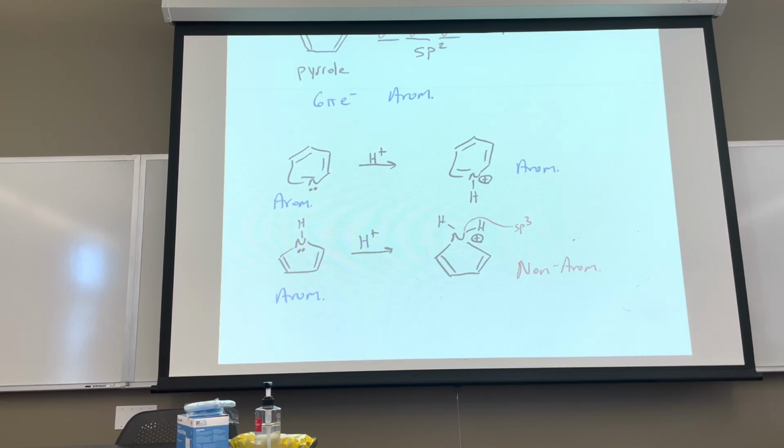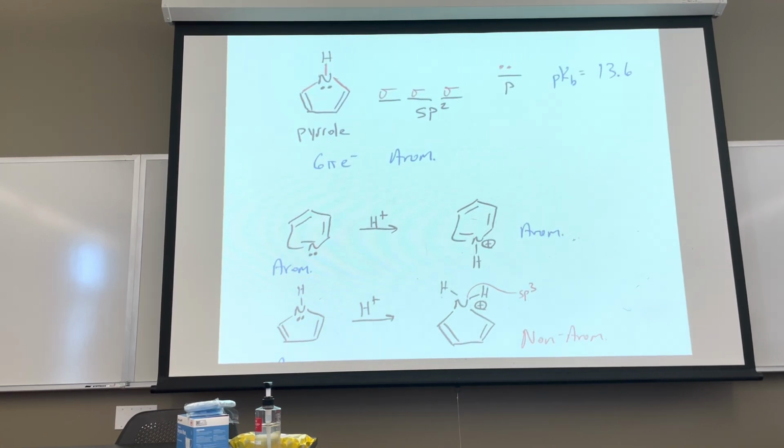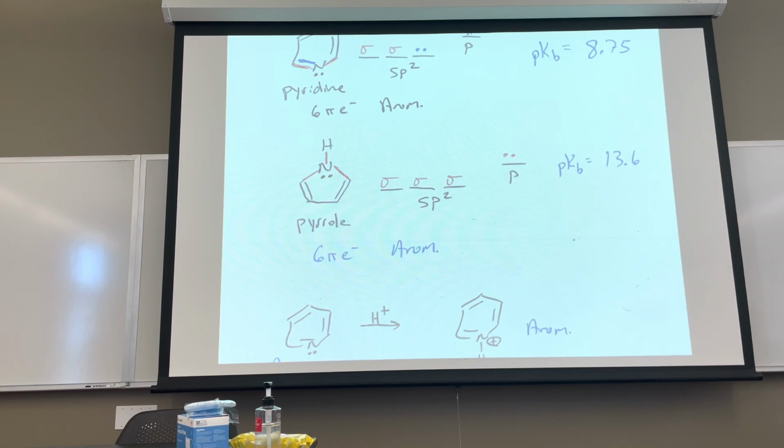And you can see that directly reflected in the strength of these 2 bases. The pyrrole, as a result, is a much weaker base than the pyridine. Does anybody have questions on these?